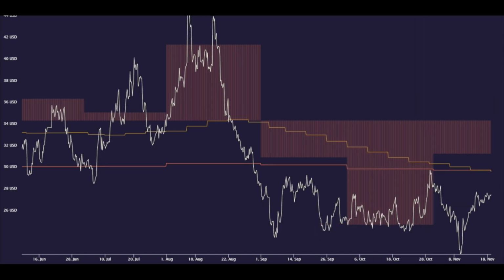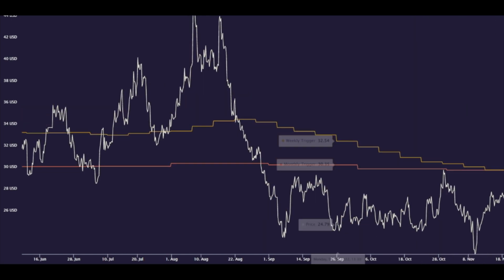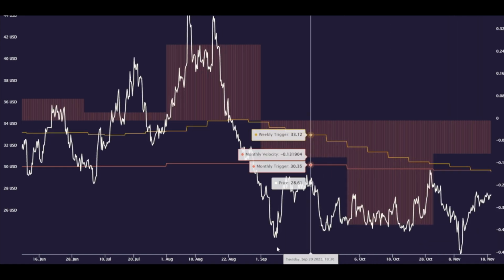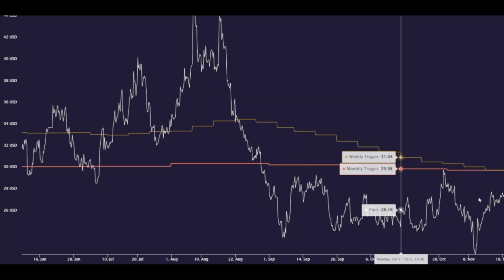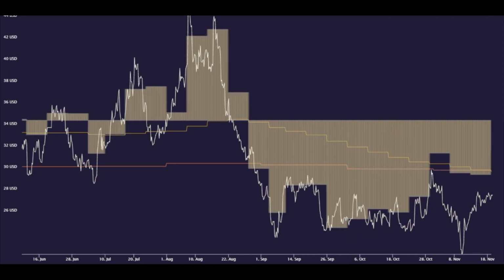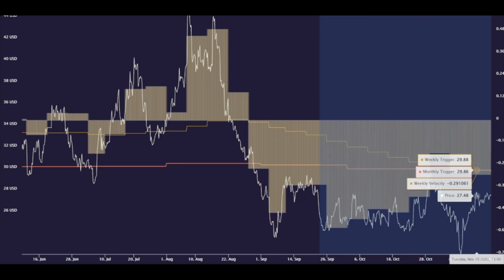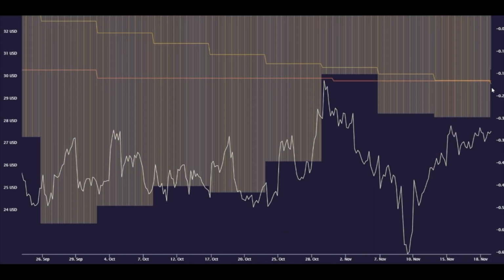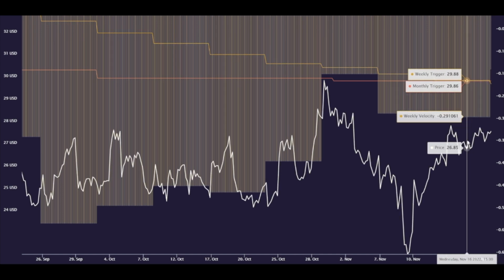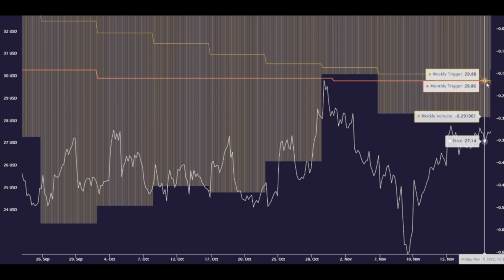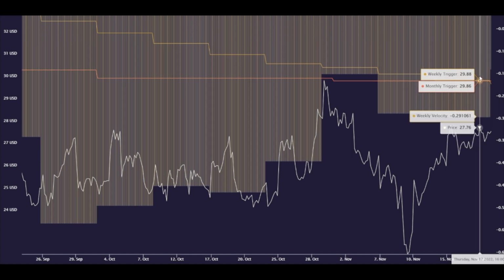However, in the month of November, we could see that the monthly velocity is a lot less negative, and therefore it would be possible for price to break above the monthly trigger. But even with that possibility, previously we had to worry about the weekly trigger acting as resistance. Now, with the negative weekly velocity cut in half, there is a much bigger possibility of price being able to break above these two triggers, this two trigger cluster, and exploding to the upside.